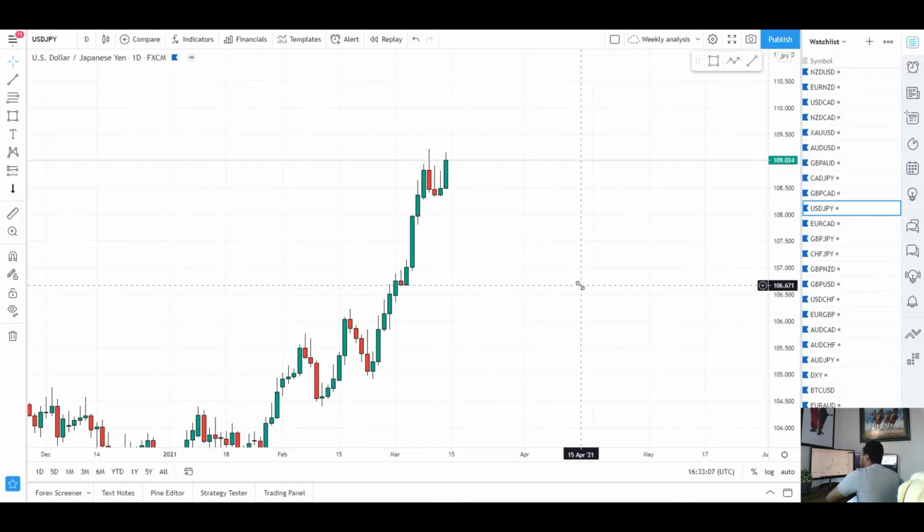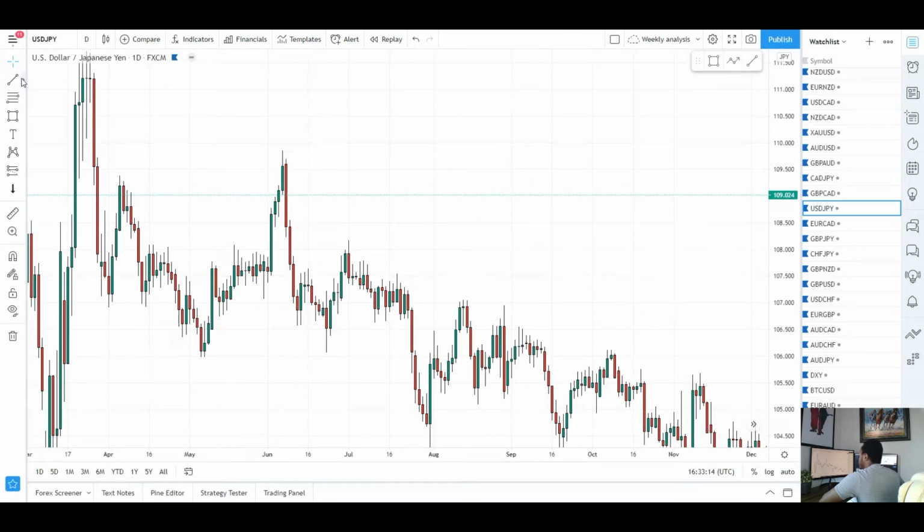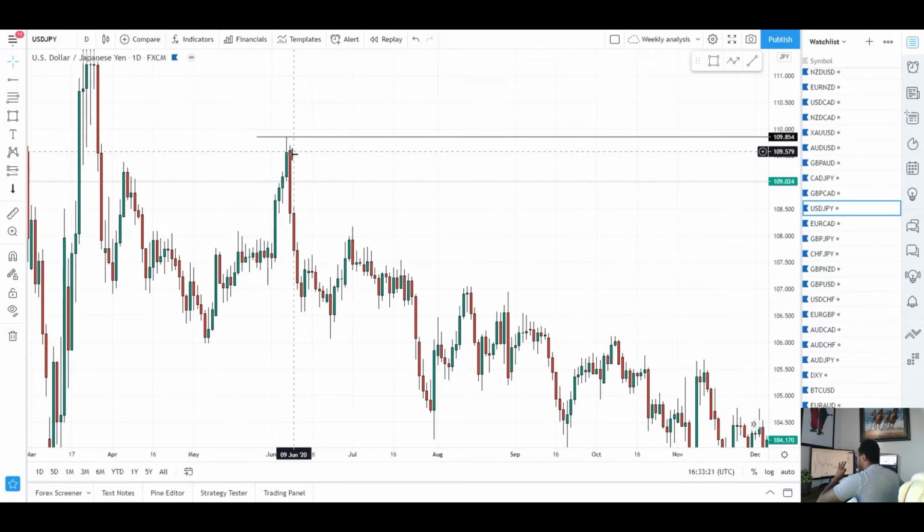So I do think price can continue a little bit further to the upside here for USD JPY. We've got this last major swing high here on the daily. If I just point out that wick up there, you can see here we had a really nice push to the upside. Price found resistance from this area and just tanked to the downside.